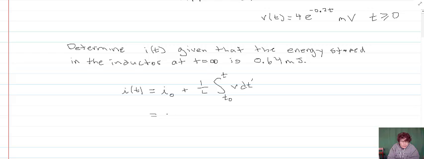So now, just plugging in the information that we have, I naught plus 1 over 20 millihenries, which is 0.02 henries, times the integral, and our starting time is 0, and we're going to put t up here because we want an expression for any time t, of our voltage function, which is 4e to the minus 0.2t prime dt prime, and that's in millivolts.